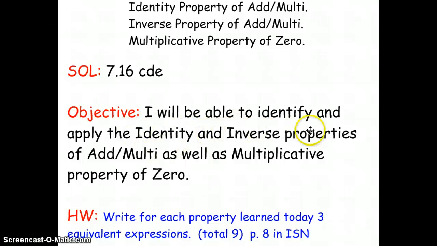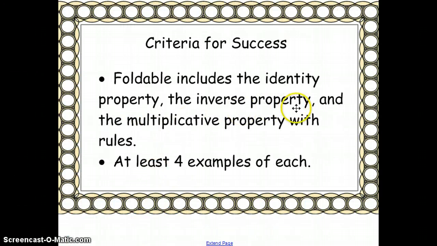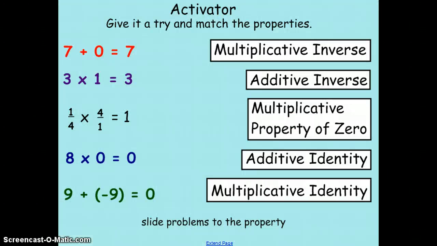Today you will be able to identify and apply the identity and inverse properties of addition and multiplication, as well as the multiplicative property of 0. Your foldable will include the 3 properties and at least 4 examples of each. Let's take a look at this activator and just see what we can figure out.